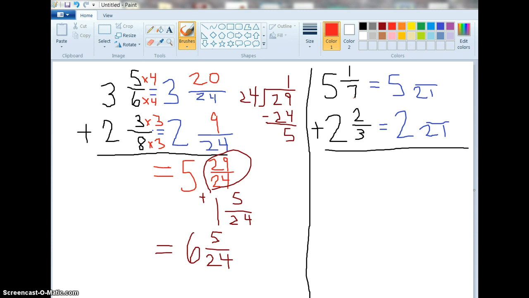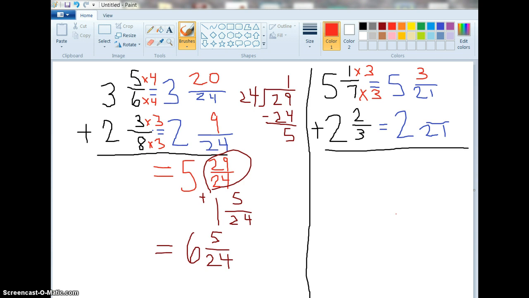With the first fraction, ask yourself, how much did 7 go into 21? Right, that will go 3 times. Whatever you multiply the denominator by, you multiply the numerator by the same thing. So 1 times 3 will give us 3.